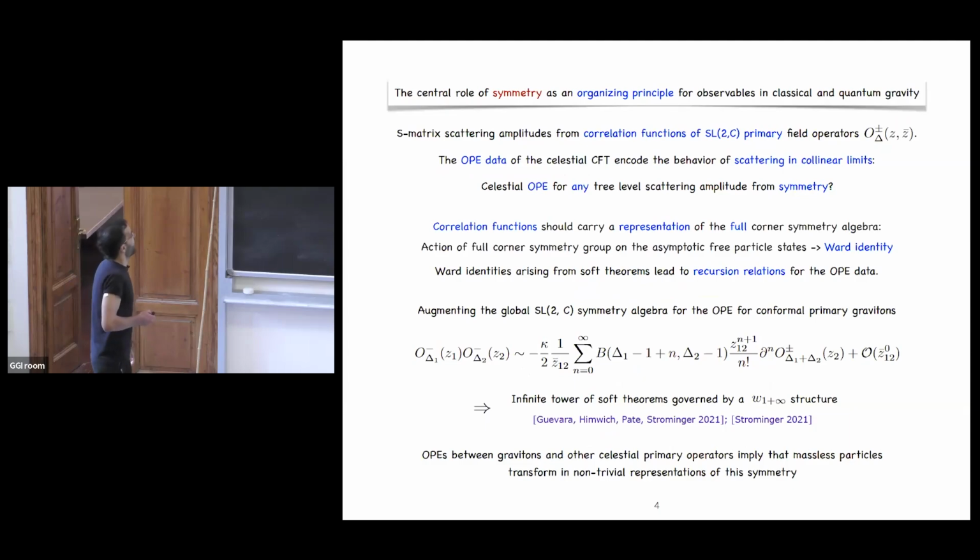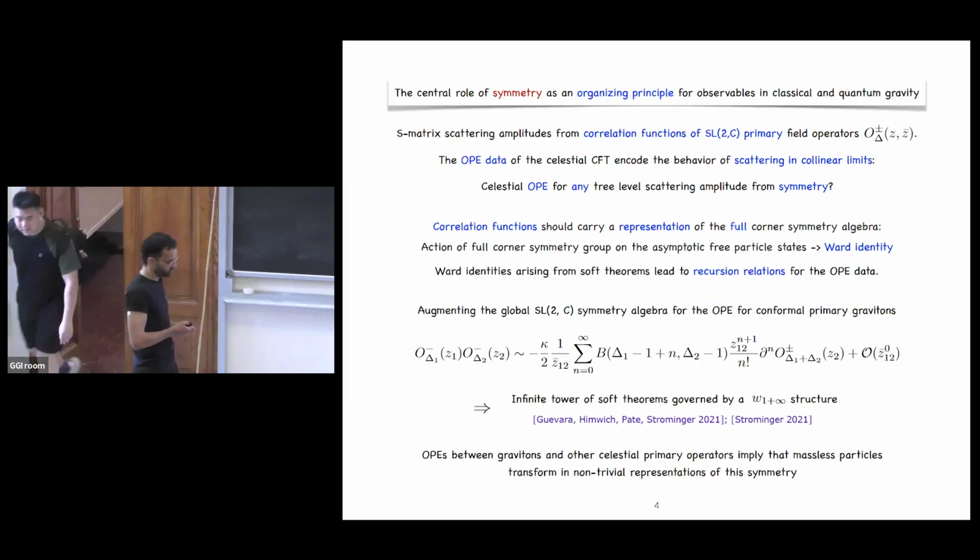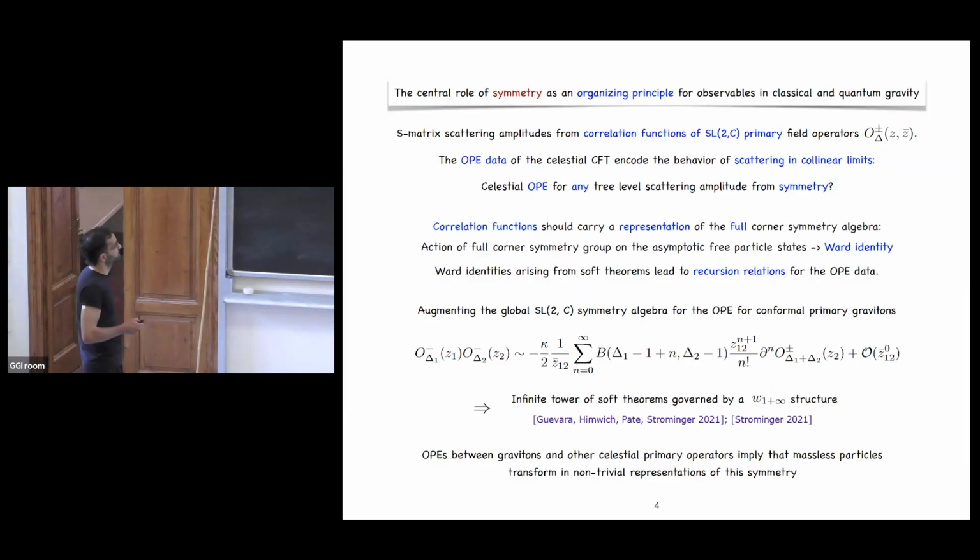Now, what I want to stress is that there is a central role played by symmetry as an organizing principle for observables, both in classical and quantum gravity. And in fact, scattering amplitudes can be recast in celestial holography as correlation functions of SL(2,C) primaries, which are identified by these operators that depend on the conformal dimension and the two coordinates of a point on the sphere. The plus and minus here refer to the helicity. And then the OPE data of the celestial CFT encodes the behavior of the scattering amplitudes in the collinear limit.